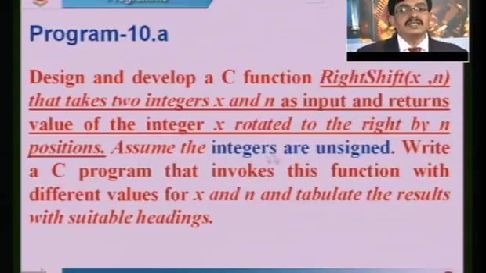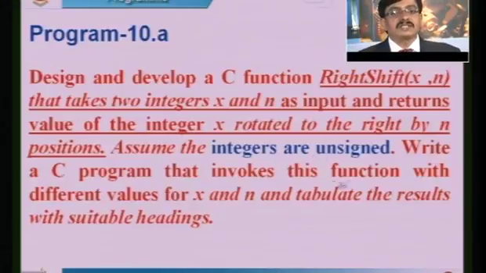Then assume the integers are unsigned. Here we are treating the numbers as unsigned numbers. There is a difference between a signed number and an unsigned number. An unsigned number is always positive, whereas a signed number can be positive as well as negative. Write a C program that invokes this function with different values of x and n and tabulate the results with suitable headings.